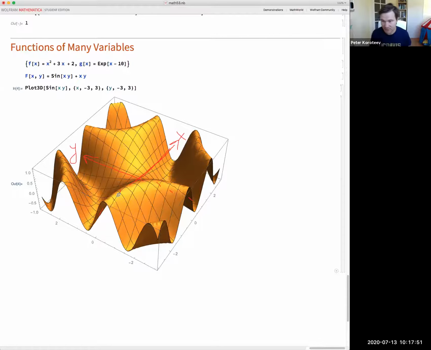And otherwise you have a periodic function which looks like sine of x or sine of y. At any section, you can make a section here with a plane, and then it will look like a piece of a sine function.